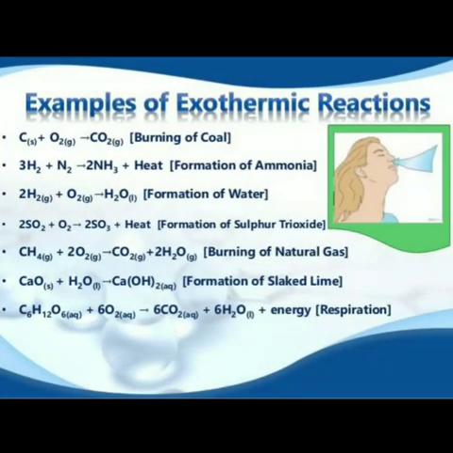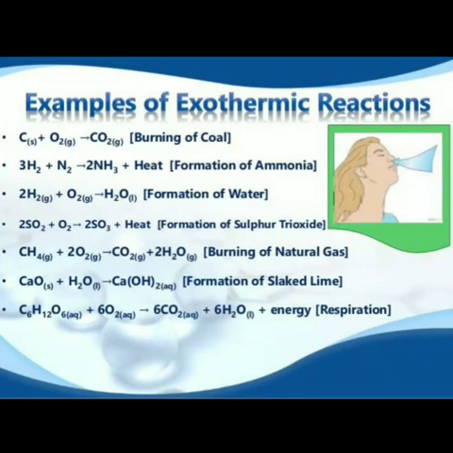See here, when carbon reacts with oxygen, it produces carbon dioxide plus heat energy. That means the heat is evolved, as in the burning of fuels or burning of coal. So it is an example of an exothermic reaction. Next, when hydrogen reacts with nitrogen, it produces ammonia. This is also an example of an exothermic reaction.